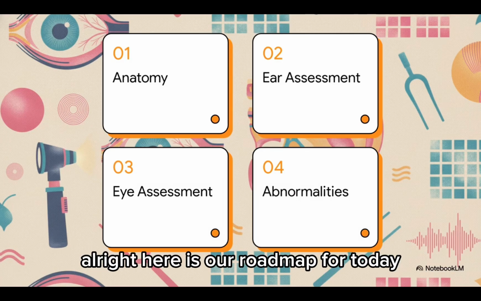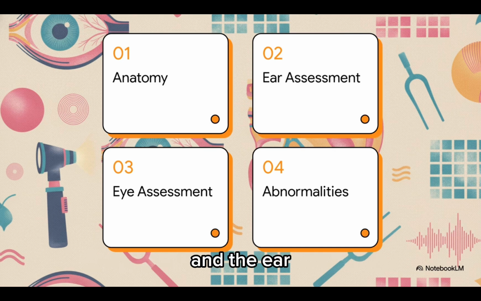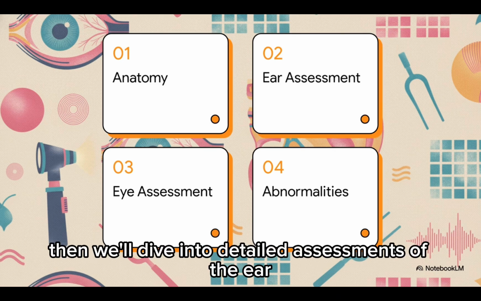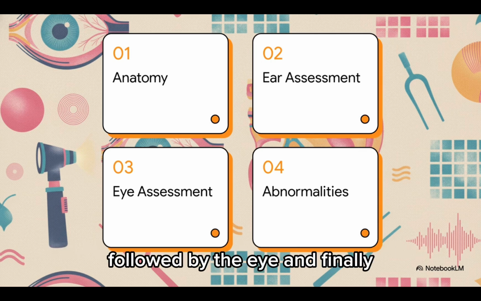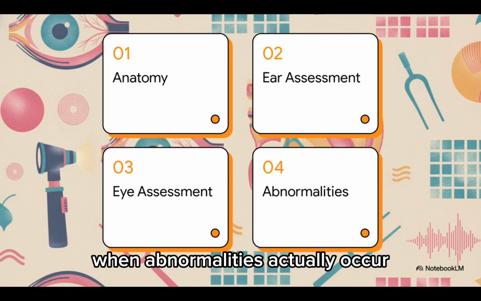All right, here is our roadmap for today. We're going to start by mapping out the normal anatomy of both the eye and the ear. Then, we'll dive into detailed assessments of the ear, followed by the eye. And finally, we'll look at diagnosing the flaws when abnormalities actually occur.